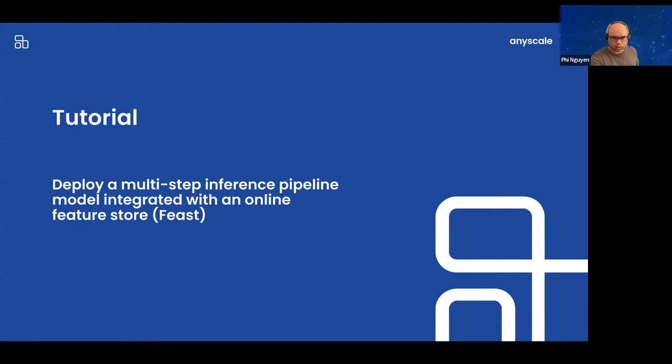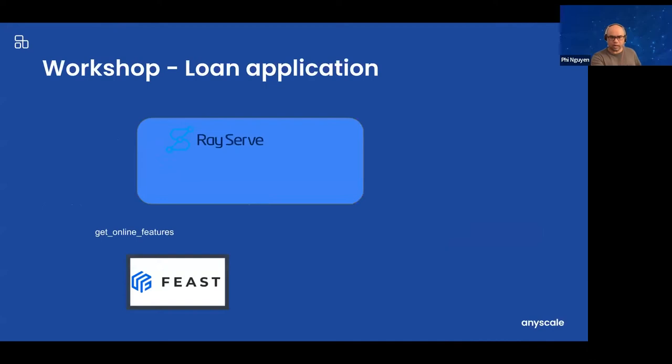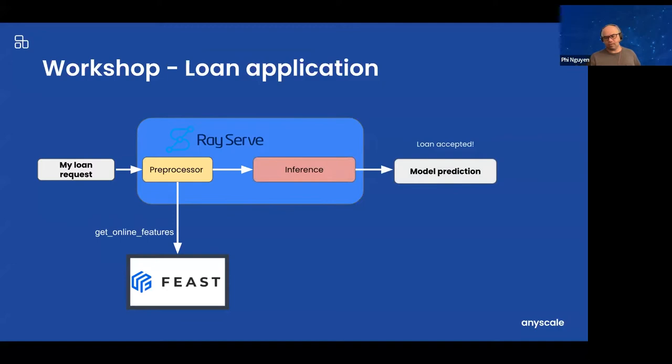So today, we'll have a very simple example, right? It's a multi-step inference pipeline that will integrate with Feast, the online feature store. And so we are taking the example of the loan application. We're going to do a loan request in the preprocessor serve handler or task. We're going to fetch the features, and then we're going to pass that onto the inference that will then return a model prediction. Right, so here we'll show you how to decouple the preprocessor and the inference and show how you can create and author a multi-step RayServe deployment.